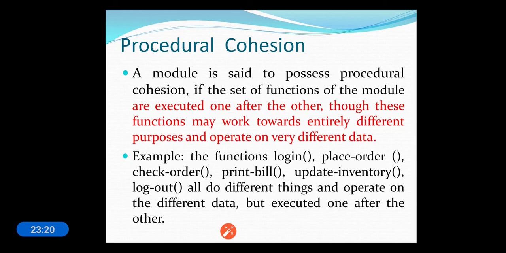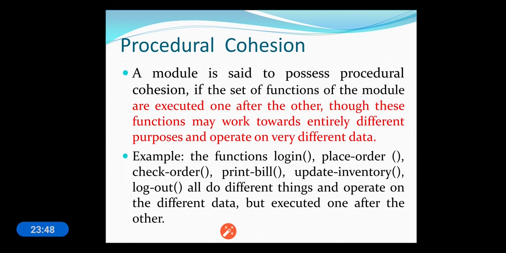The next one is procedural cohesion. A module is said to possess procedural cohesion if the set of functions of the module are executed one after the other, though these functions may work towards entirely different purposes and operate on very different data. Procedural cohesion means the module has a set of functions which are to be executed one after the other.